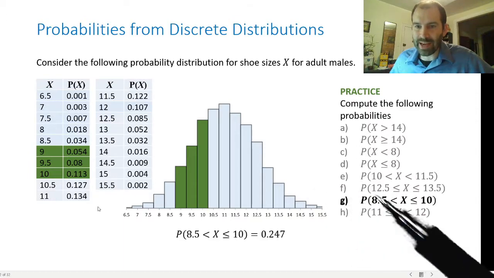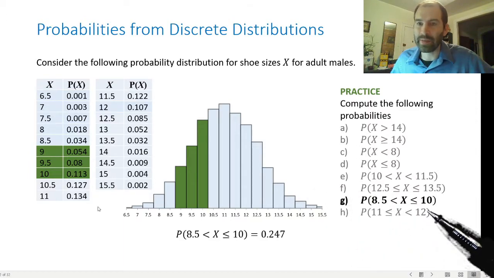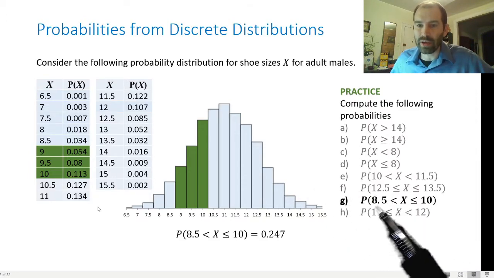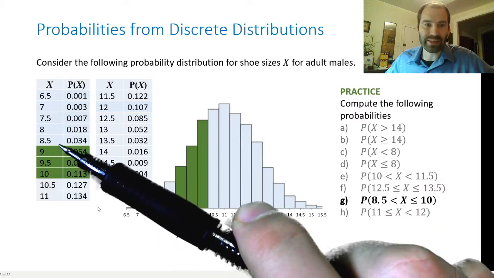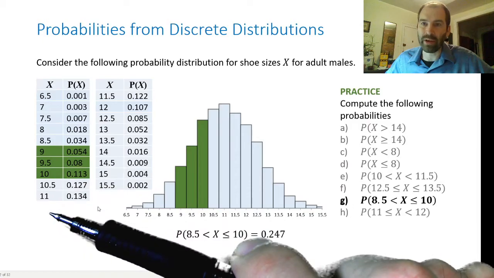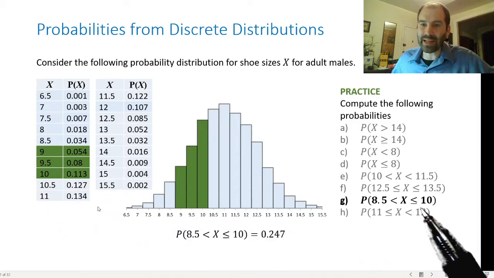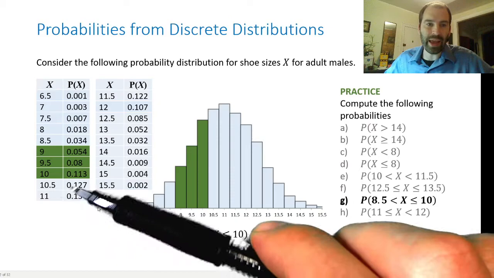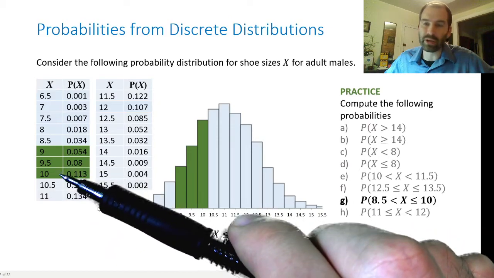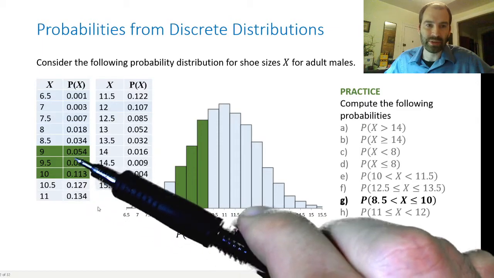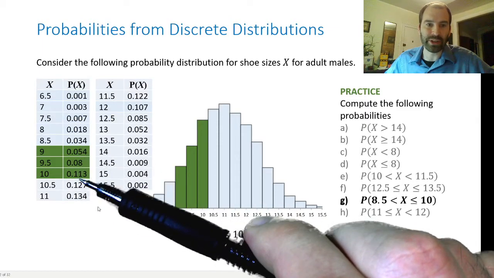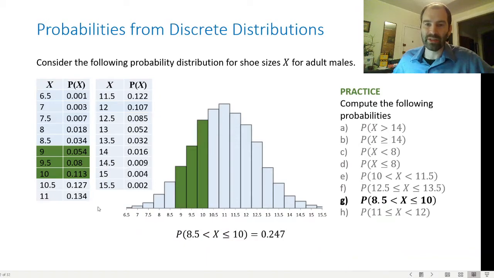8.5 is less than x is less than or equal to 10. Okay, so if 8.5 is less than x, we're looking at all the numbers that have 8.5 less than them, so that's everything past 8.5. And x is less than or equal to 10, so x can go up to including 10, but it can't go past 10. So it's got to be these numbers. And so we add up these probabilities here, and that's how we get our answer.